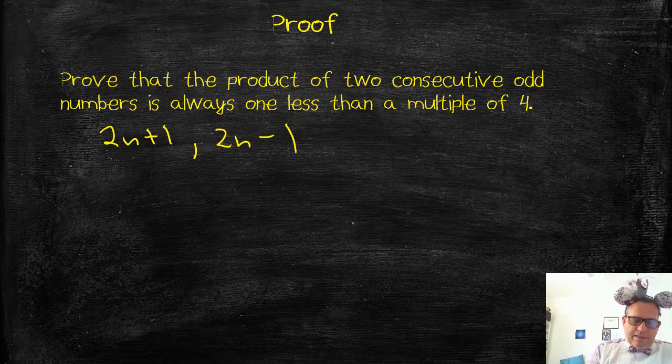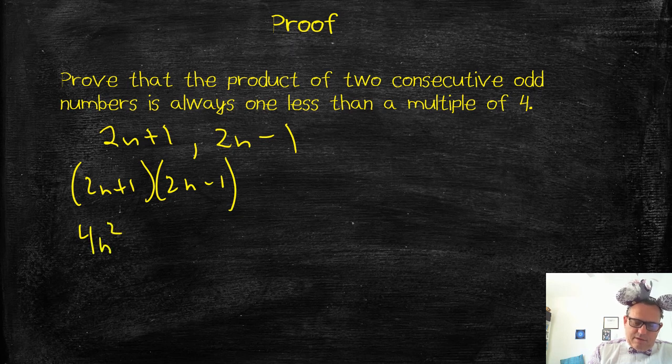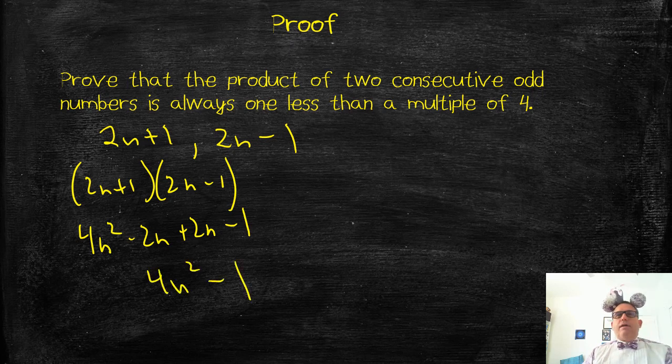What do I get when I multiply these? 2n plus 1, 2n minus 1, multiply my brackets: 4n squared, minus 2n plus 2n minus 1. That's 4n squared minus 1. I've done it. I've just proven that this is 1 less than a multiple of 4. Notice how much easier this way was. I can get there both ways. Sometimes think about how you're going to go ahead and do it. Okay, so that takes care of this video on proof.